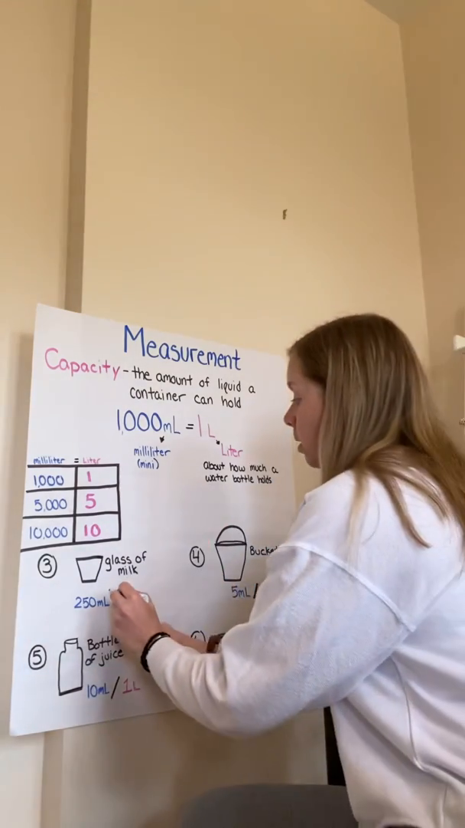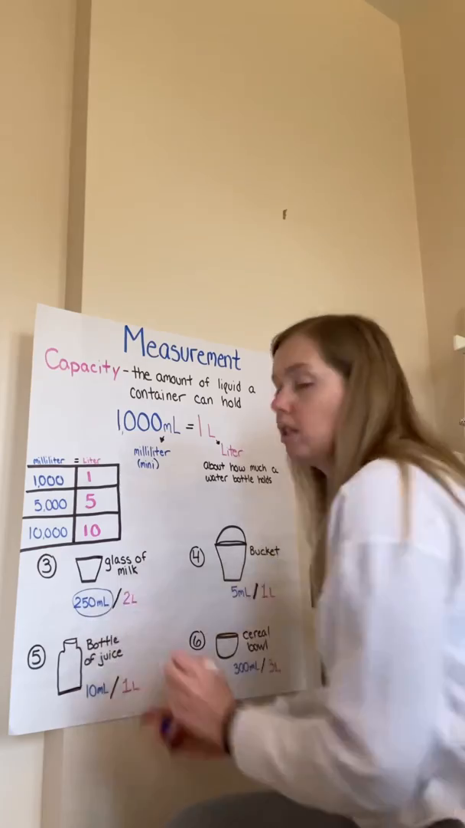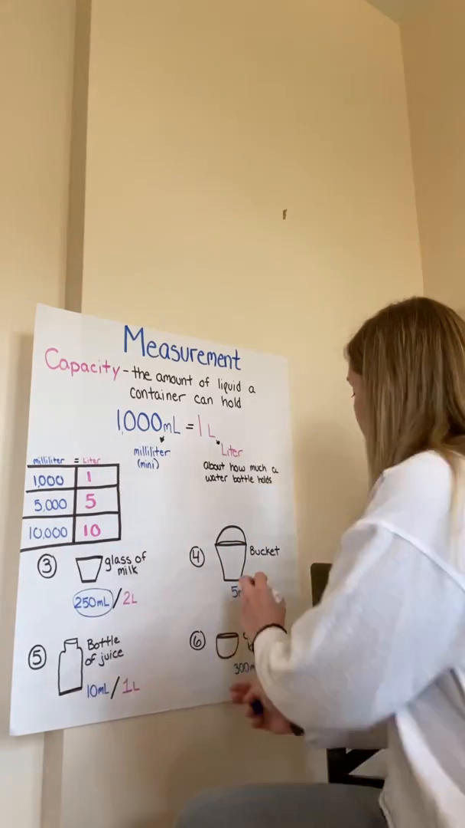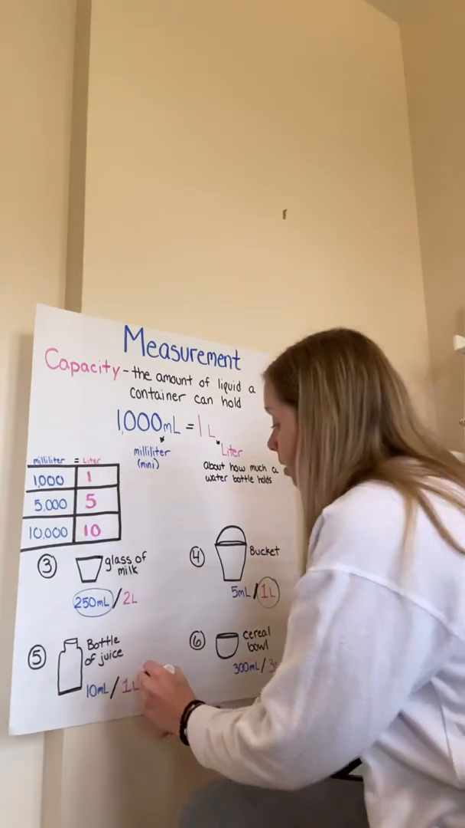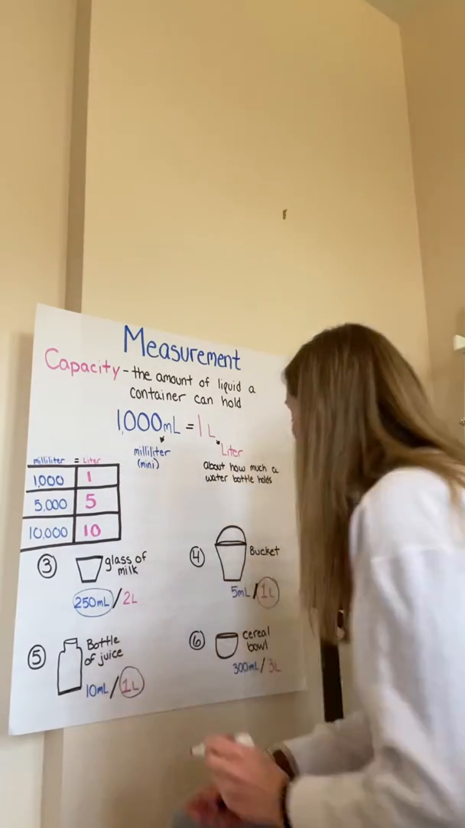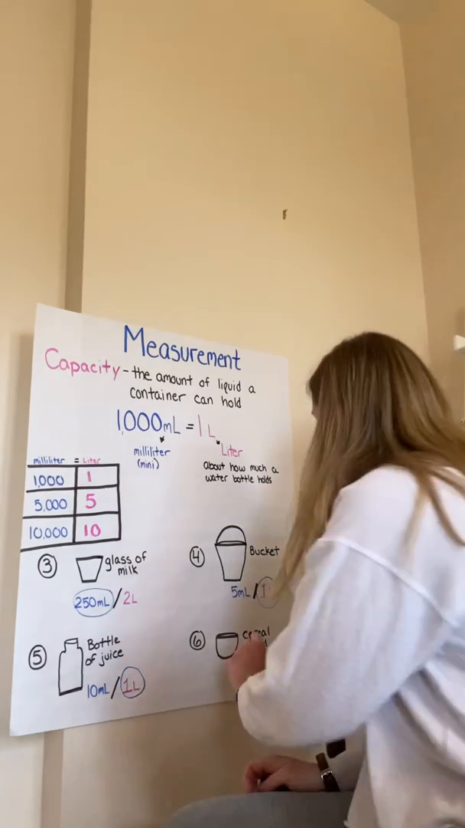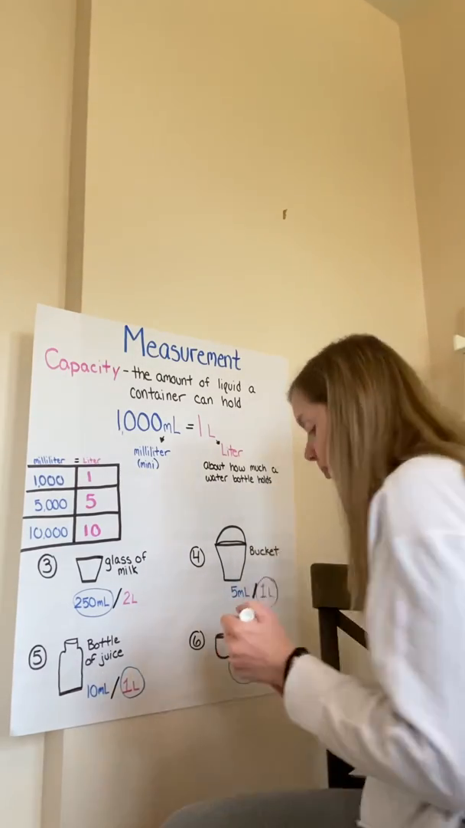So my glass of milk is 250 milliliters. My bucket is 1 liter. My bottle of juice is 1 liter. And my cereal bowl is 300 milliliters.